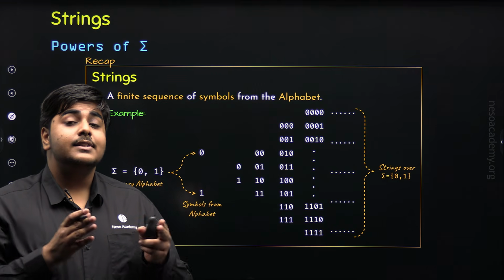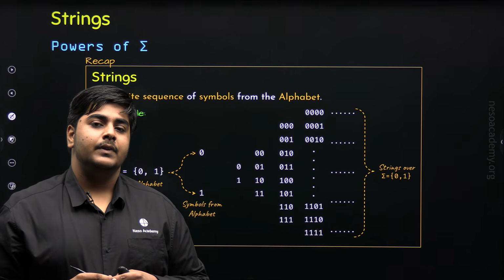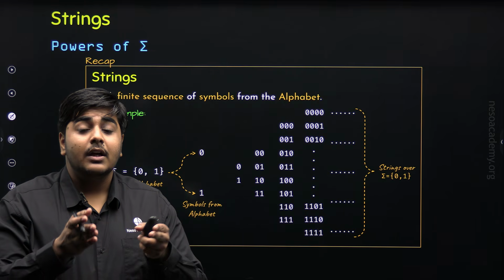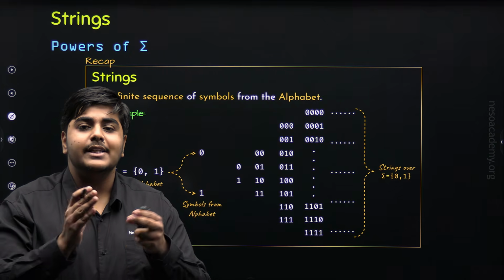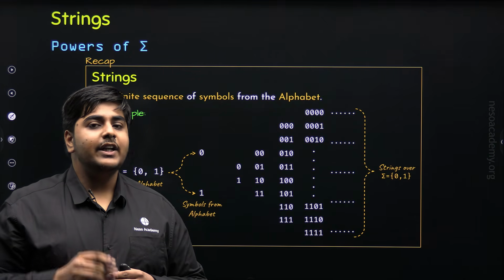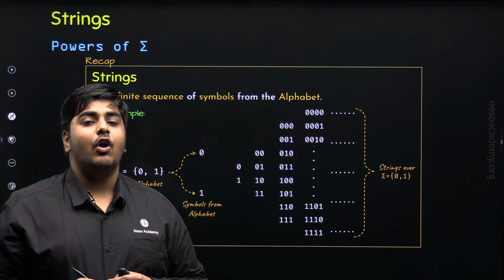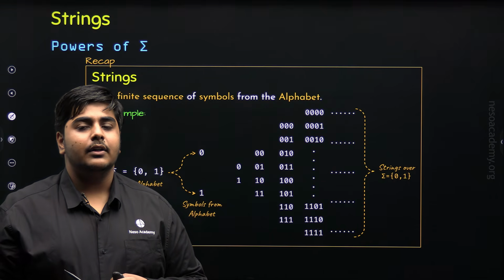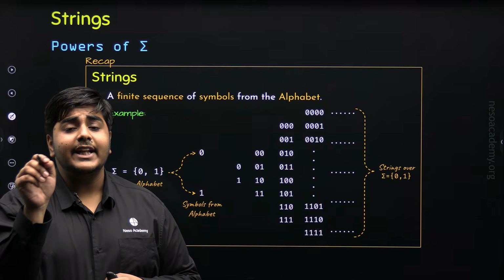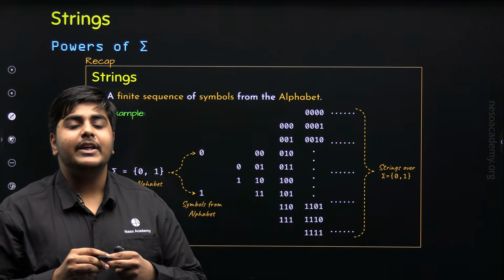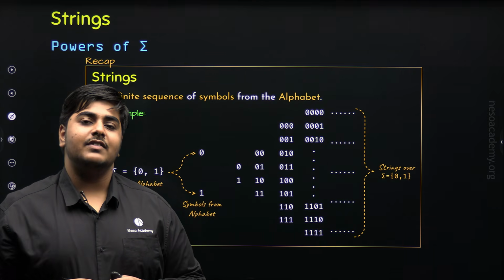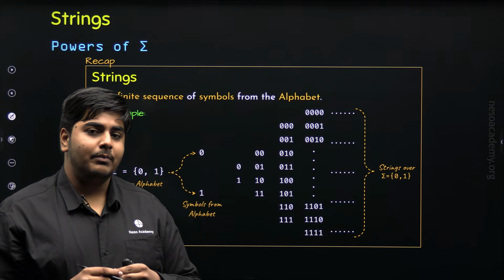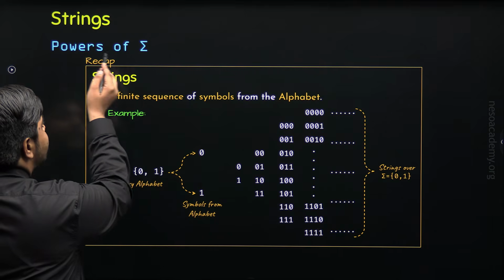Now, what is sigma to the power 0? It is simply the set containing the strings of length 0. Now we know that there is only one string of length 0, that is epsilon or the null string. So the set of only the string epsilon will be called sigma to the power 0. Now you are all set to understand formally what the powers of sigma are.